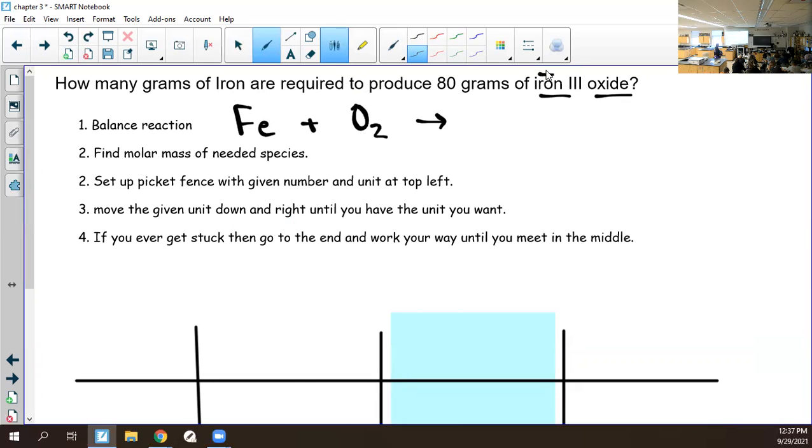That means that iron's a +3, oxygen's a -2. So I have FeO, but I drop the 2, and then I have the 3, Fe2O3.